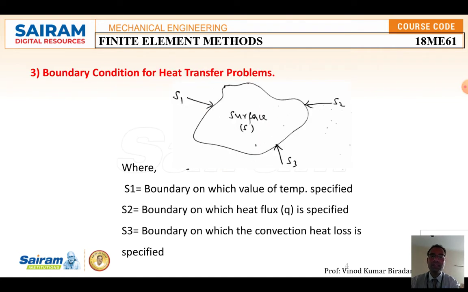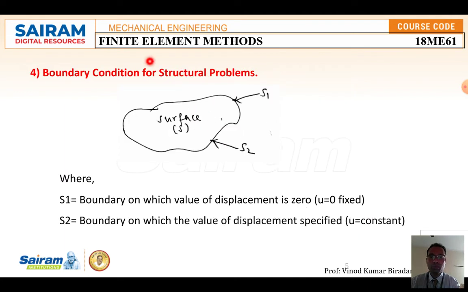Whereas in the heat transfer problem there are 3: one is temperature, one is heat flux, and one is how the heat is lost. These are the boundary conditions for the heat transfer problem, whereas in the structural problem the displacement is either fixed or we consider it as a constant value. These are the 2 boundary conditions for a structural problem.